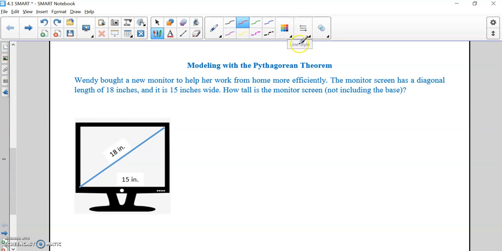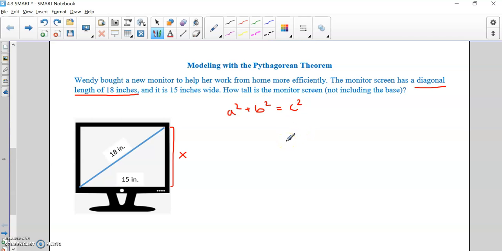So, all right. Here we have Wendy with her new monitor to help her work at home more efficiently. And the monitor has a diagonal length of 18. So I've labeled that here for you. This diagonal right here is 18. And it's 15 inches wide, so I've labeled that for you as well. What we want to know is how tall the monitor screen is, not including the base, right? So we don't care about this height right here. We just want to know what this is. We'll call that our x. So we want to use the Pythagorean theorem to help us figure that out.